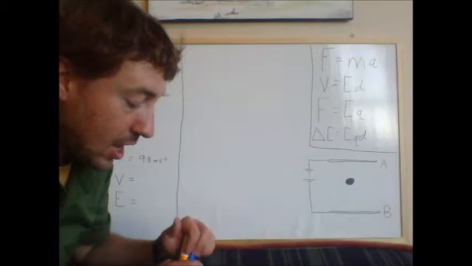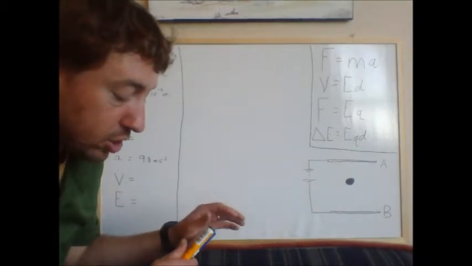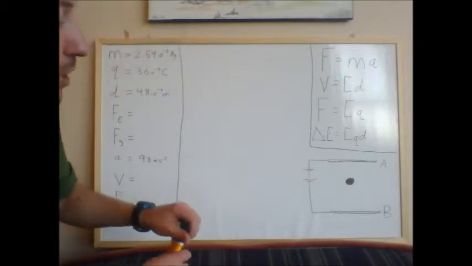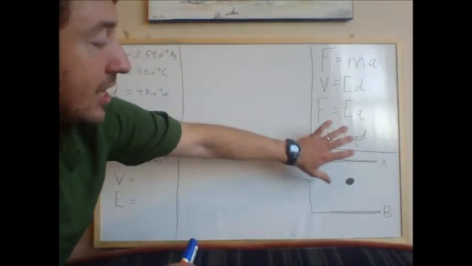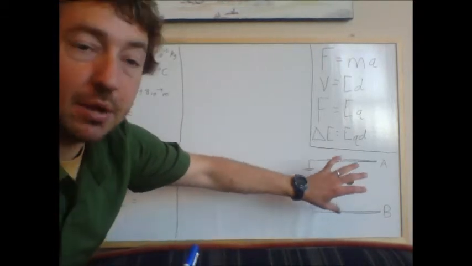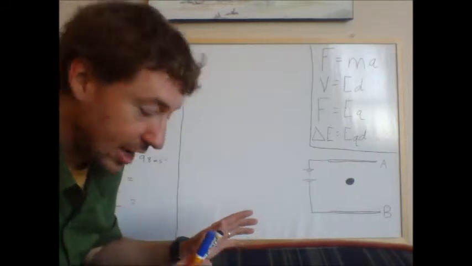Part B says that in terms of forces, state the conditions necessary for the oil drop to be held stationary between the two plates. So we're going to take a look at the oil drop and take a look at the forces that are being applied on it. Part C is where you got to do your calculations.